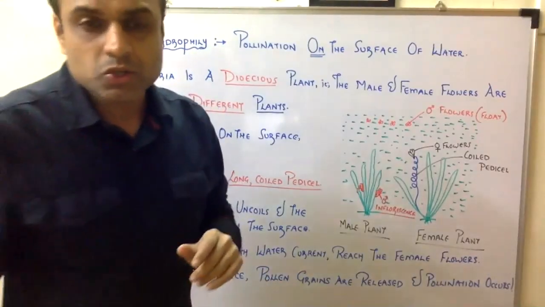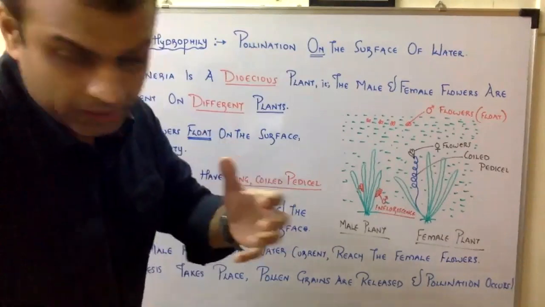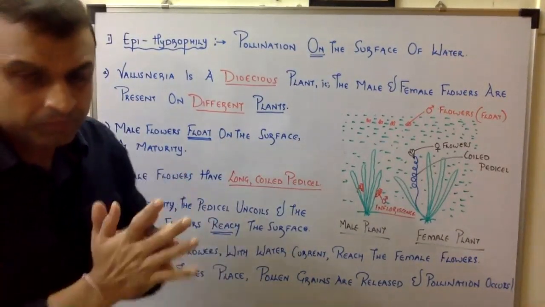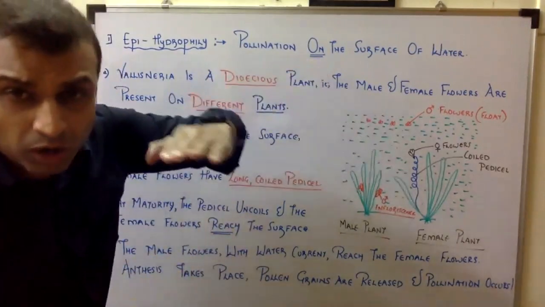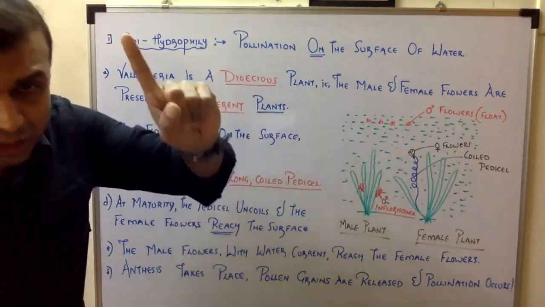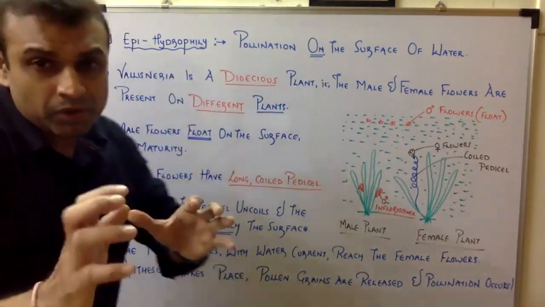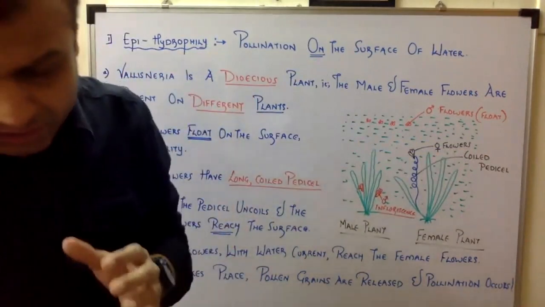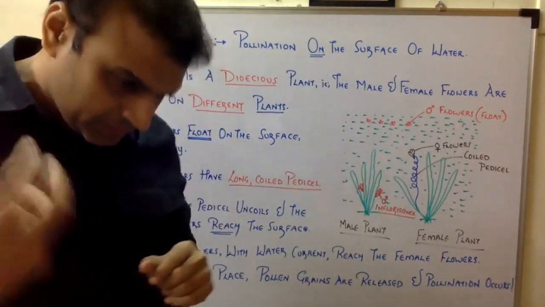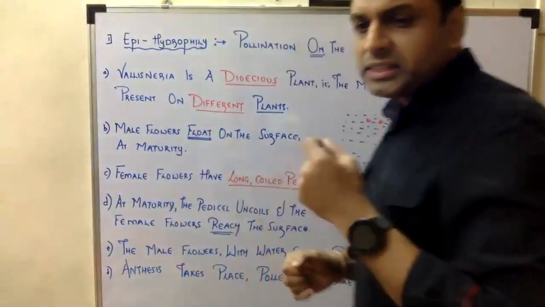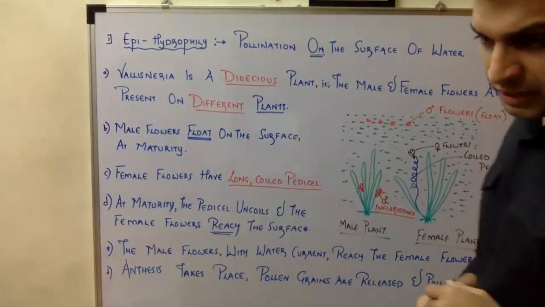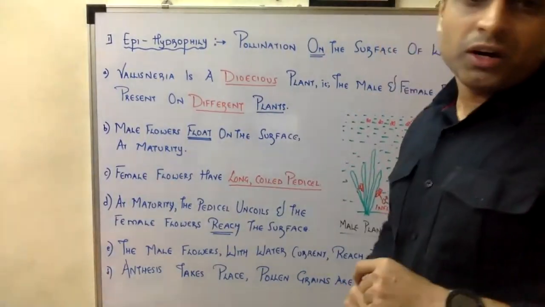So now let's talk about epihydrophily. As I told you, epi means above and hydro is water. So when pollination occurs on the surface of water, we use the word epihydrophily. That is point number one. Now, for understanding epihydrophily, Vallisneria is a very good example. When we talk about the Vallisneria plant, kids, Vallisneria is a dioecious plant.